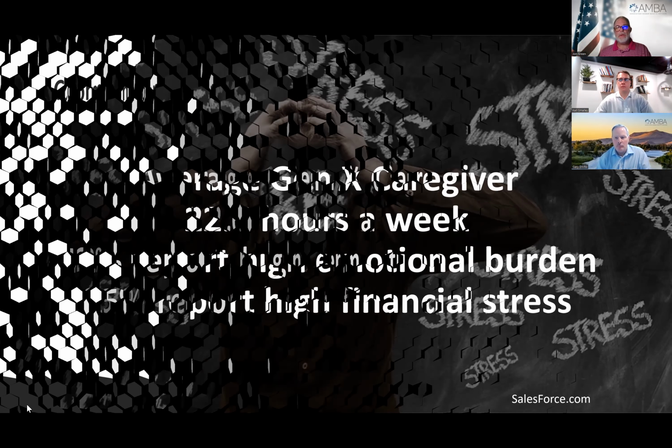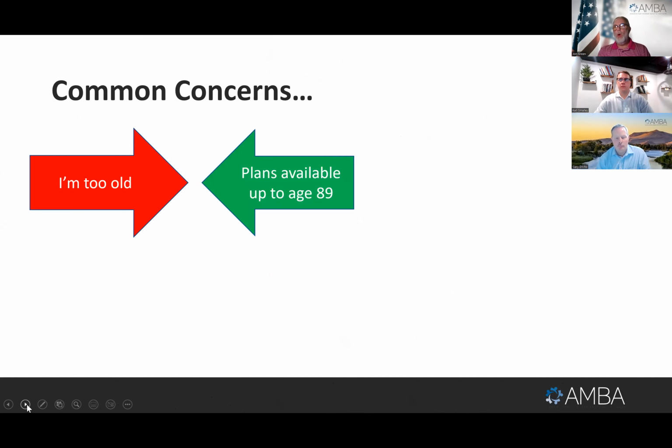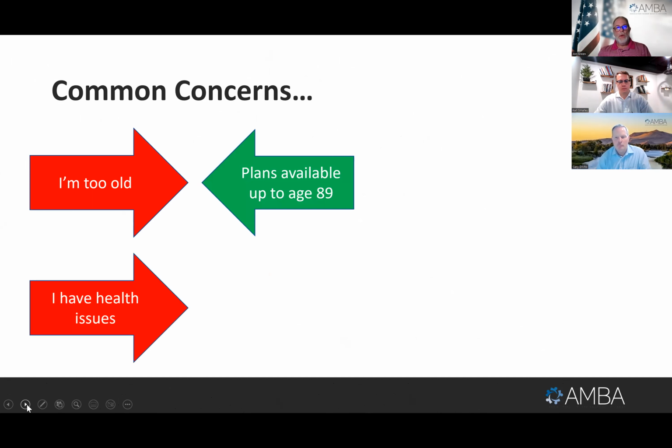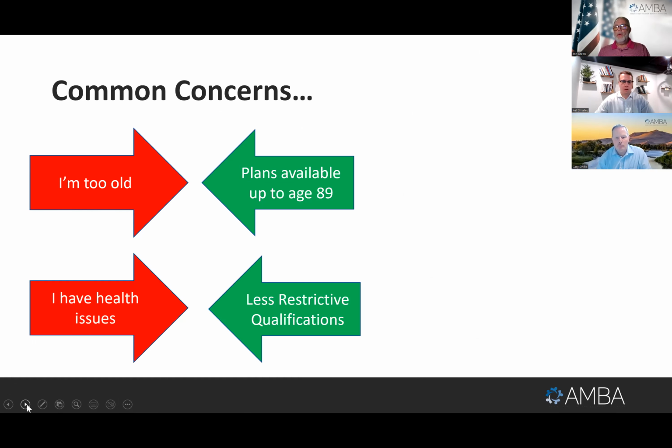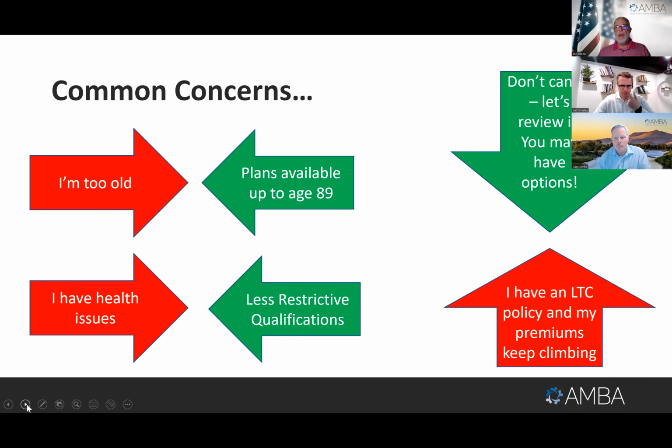So we see some common concerns out here. We see people say, well, I'm too old to get long-term care. There are plans up to age 89, depending on what you're looking for, what's available out there to you. Some folks say, I've got health issues, I couldn't qualify for long-term care in the past. Some of these plans that Gary and Kel have mentioned have less restrictive qualifications, not as many medical checks, things like that. And the biggie that we see a lot of times is, I have a long-term care policy and my premiums keep climbing.